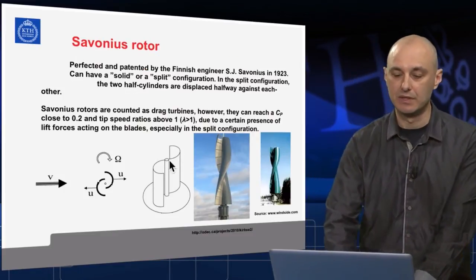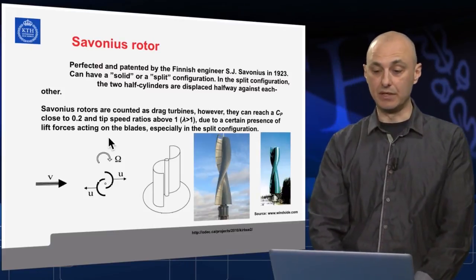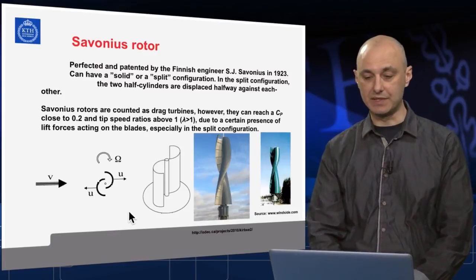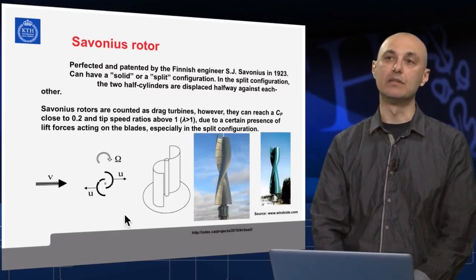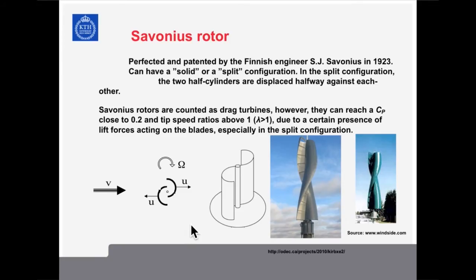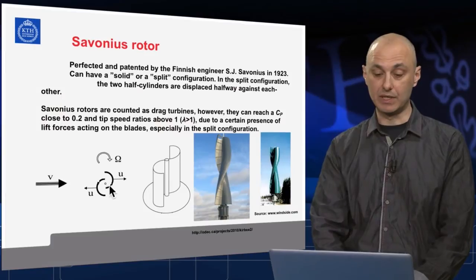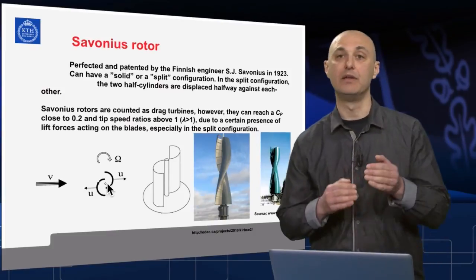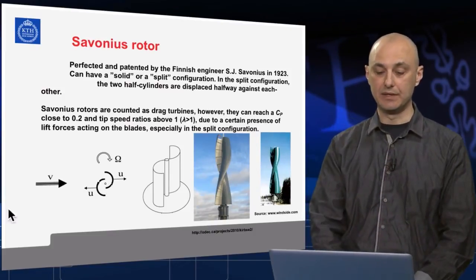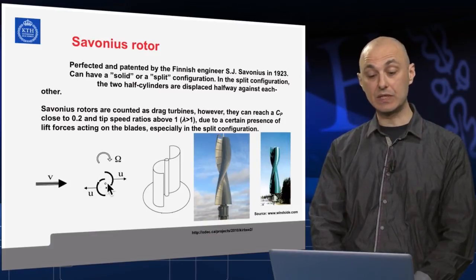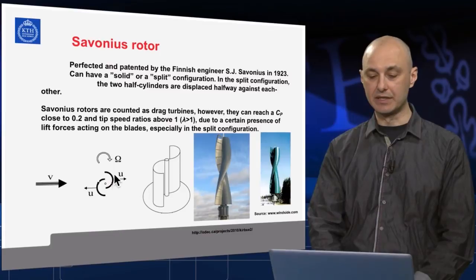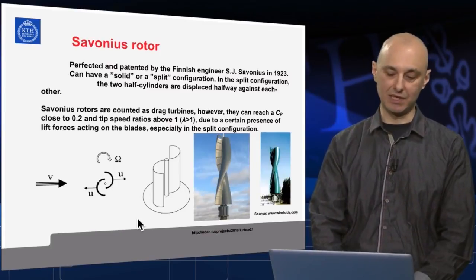The Savonius rotors are other types considered to be drag force devices. However, there is a certain lift force here that acts on the blades thanks to the fact that they're actually curved plates. There are two major types of Savonius rotors. The simple ones, we can call a solid rotor, simply a curved plate. And the more advanced ones can be called split Savonius rotors, where two halves of a drum, of a barrel, are moved halfway against each other, so that the flow passes inside those blades. And the fact that they are curved plates helps to develop some kind of a lift force.